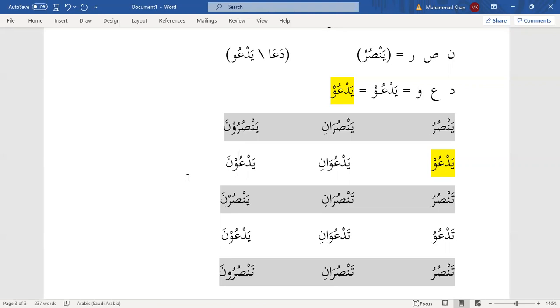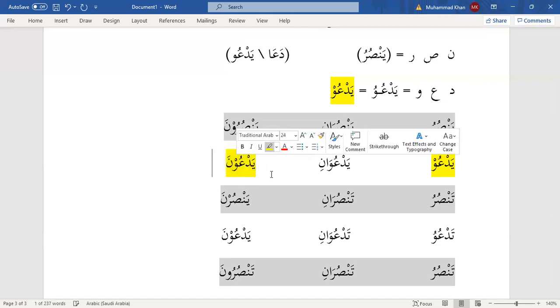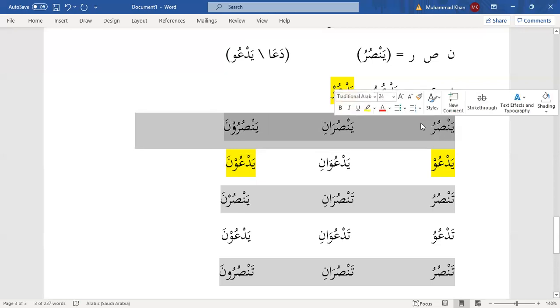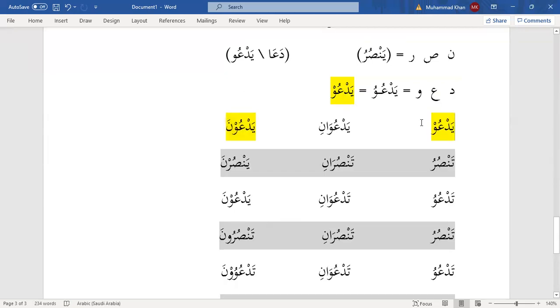So what we have to do now is drop the waw that is a part of the root letters, then it becomes yad'una. So this is the second change that has taken place over here. We don't need this anymore. So it has become yad'una, yad'u, yad'uani, yad'una. Then we have tansuru, tansurani, yansurna. If you remember the present tense conjugation, it will always be like this, okay?